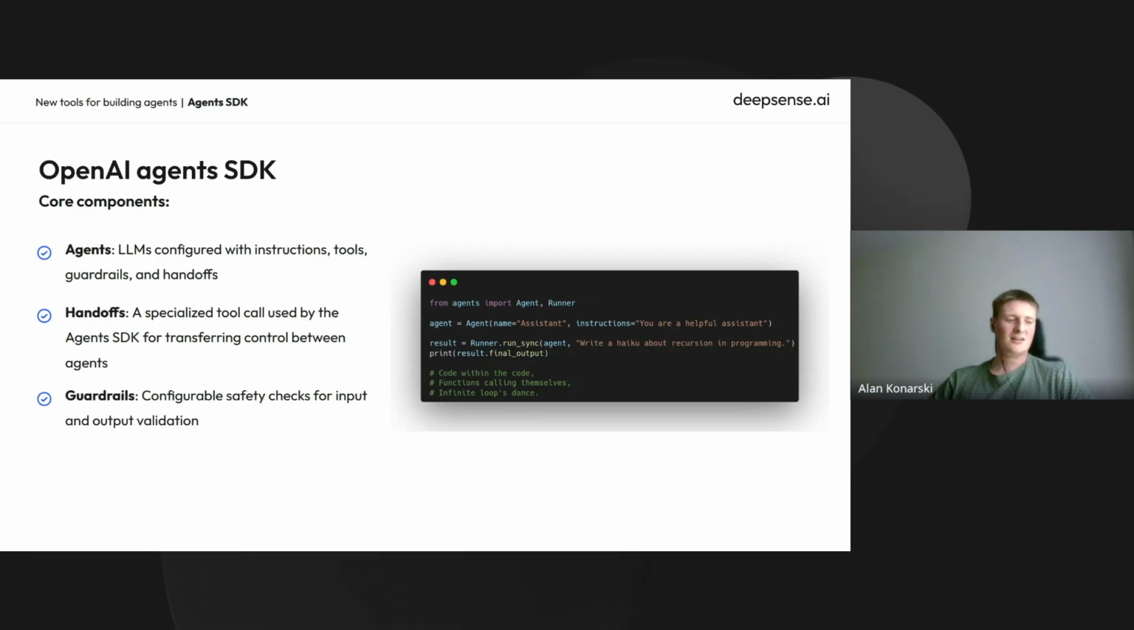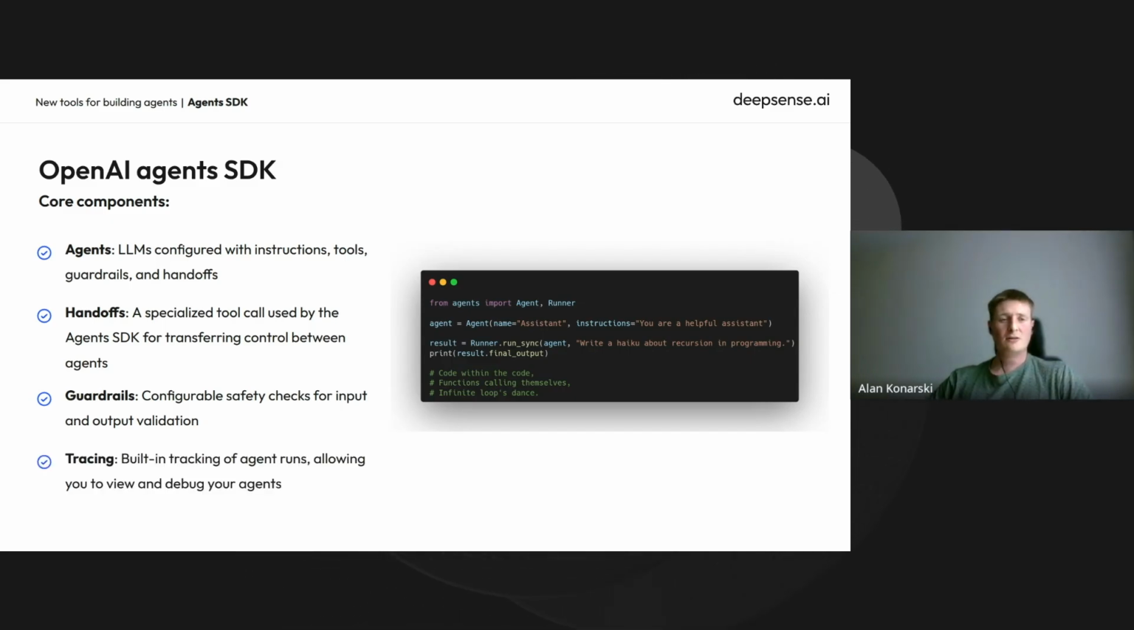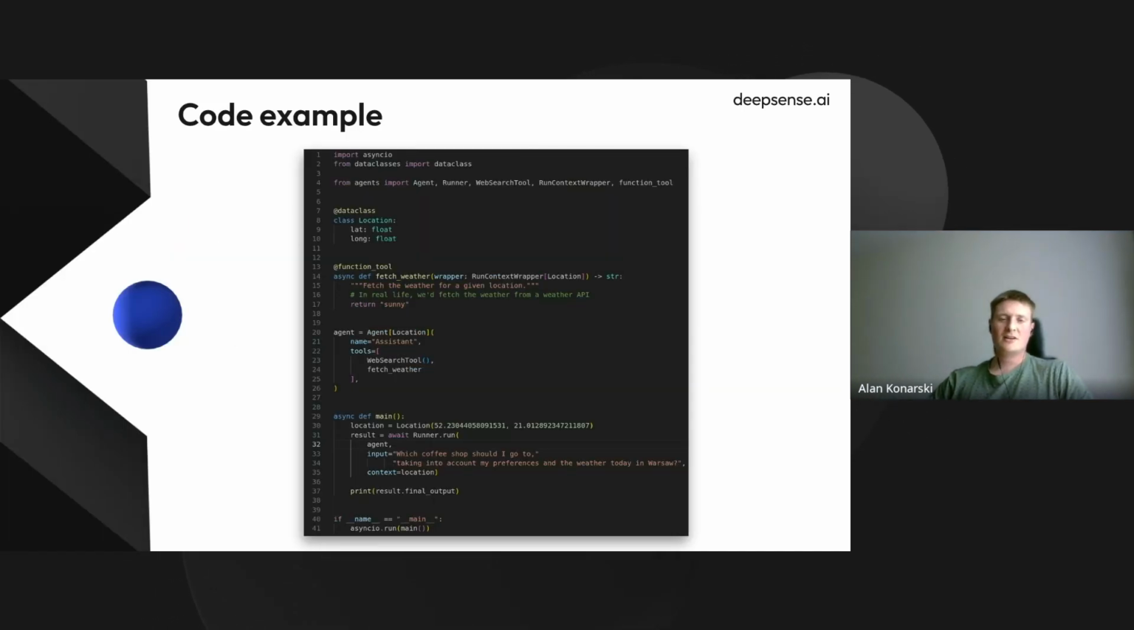Guardrails are checks to validate the input and output for some harmful or insecure input or output. And also this OpenAI Agents SDK comes with built-in tracing, which is very helpful to view and debug your agents. So let's look at a code example of a simple application built with the Agents SDK.